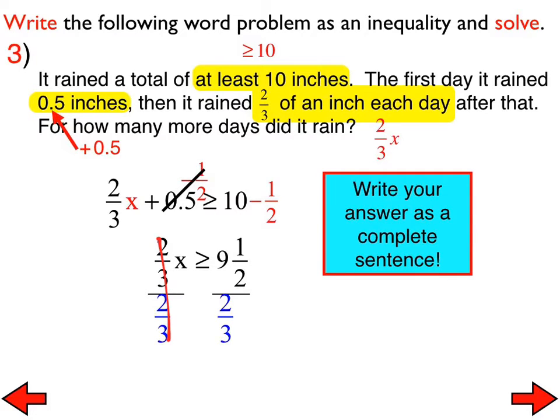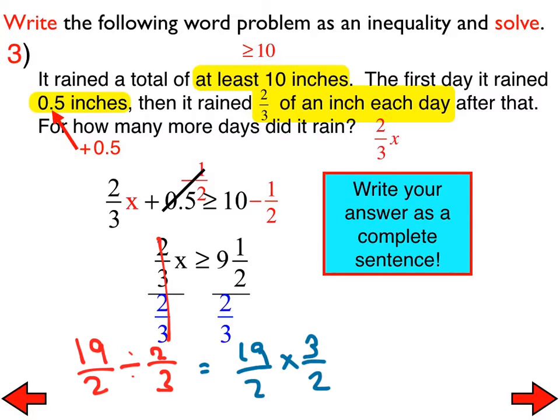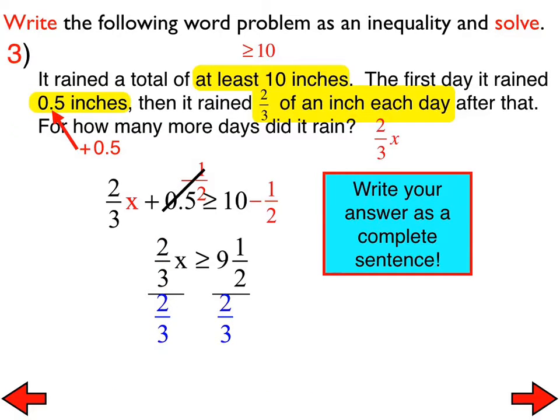Nine and a half. I'm going to make that improper to make my dividing easier for me. So 9 times 2 is 18, plus 1 is 19 over 2, divided by 2/3, which is 19 over 2 times 3 over 2. And what was your final answer here, Aiden? How about your inequality symbol? Very good.